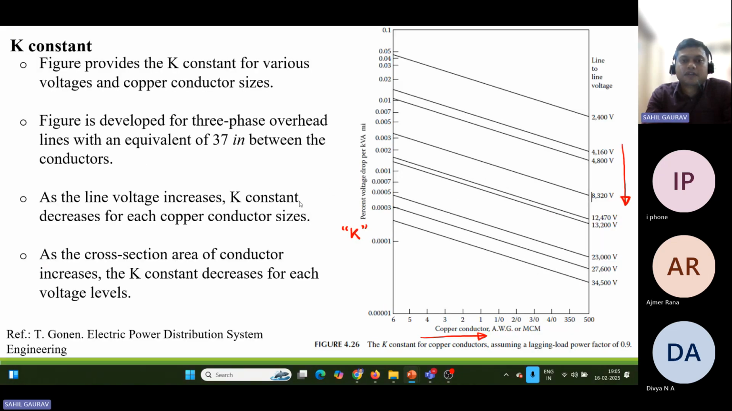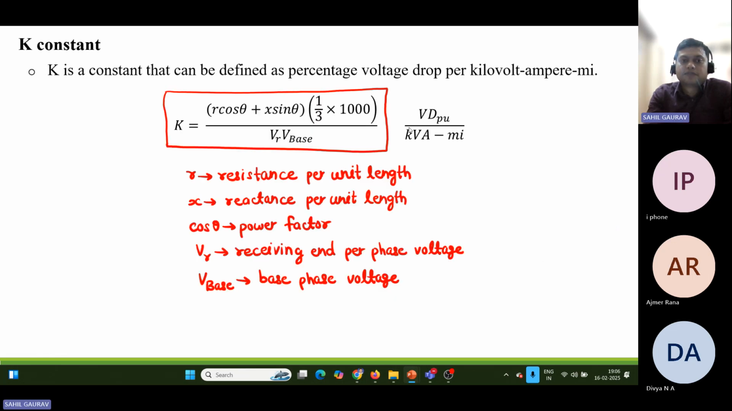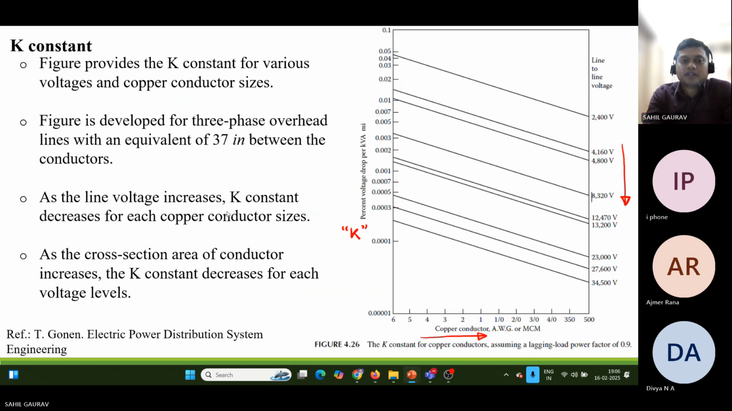This figure is developed for three-phase overhead lines with an equivalent spacing of 37 inches between the conductors. This is already specified. If you see how it varies with copper conductor and line-to-line voltage, you can see that as the line voltage increases on the right-hand side y-axis, the K constant decreases for each conductor size. This matches our expression also.